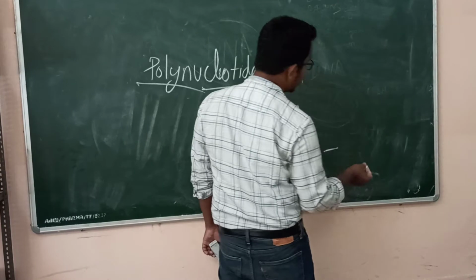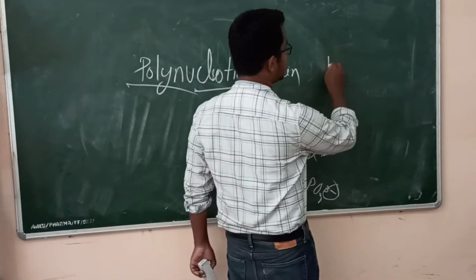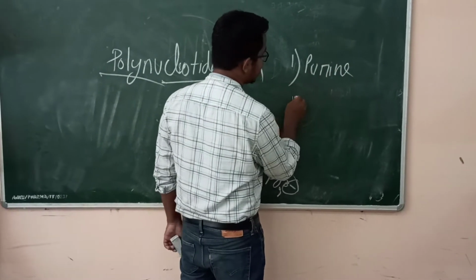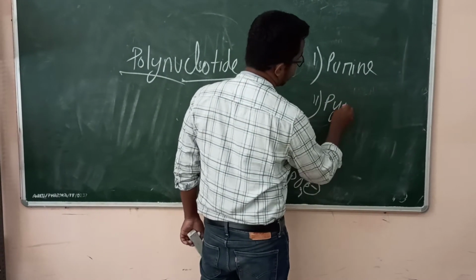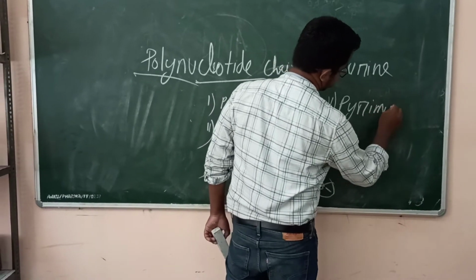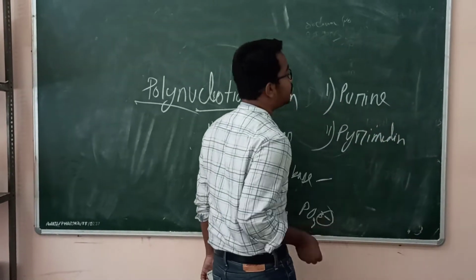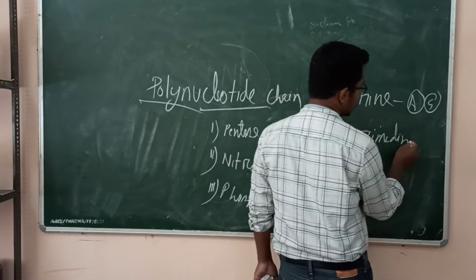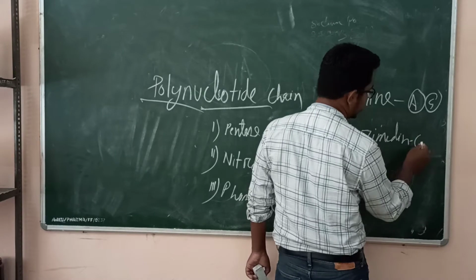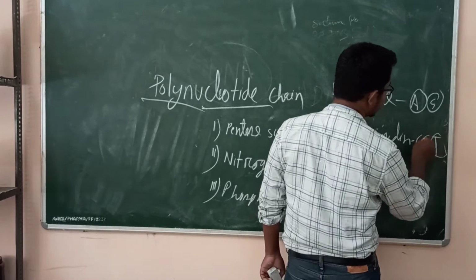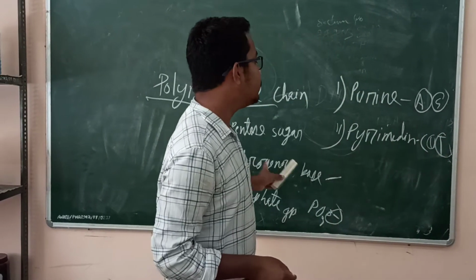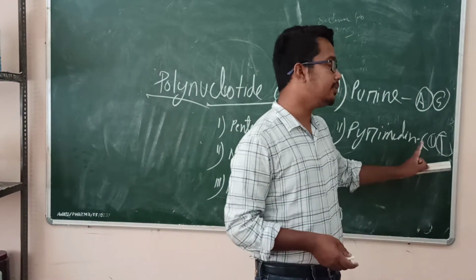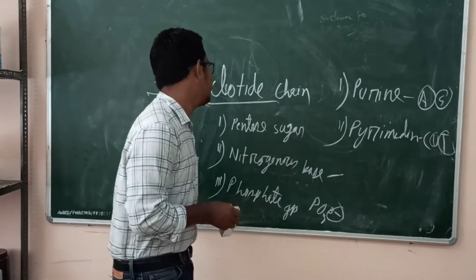are two types of nitrogenous bases. Their first one is purine, next one is pyrimidine. Purine is adenine and guanine, and then pyrimidine, cytosine, uracil and thymine. Okay, in case of DNA, thymine is present, in case of RNA, uracil is present. This is the basic difference between DNA and RNA.